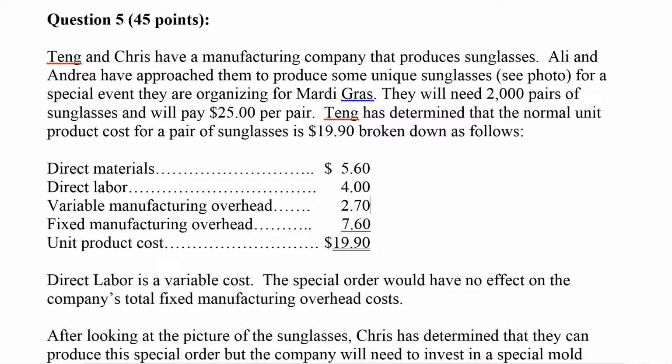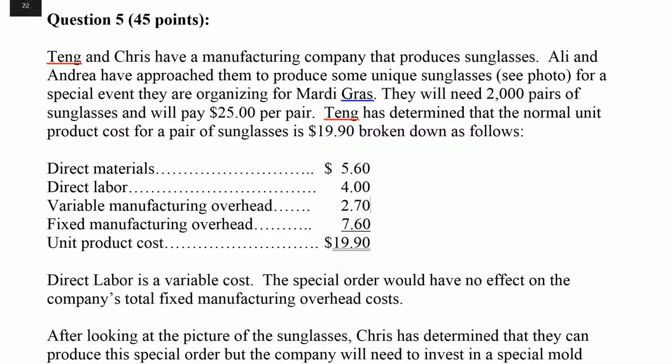Okay, so question 5 is basically a question that asks, should we accept a special order? Or if we did accept it, how much will it impact our operating income, and then should we accept it, why or why not? Okay, this also has a lot of information, and it's easy to be intimidated, but really this is not a very difficult problem.